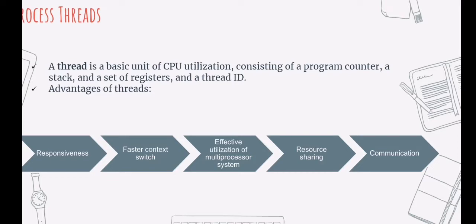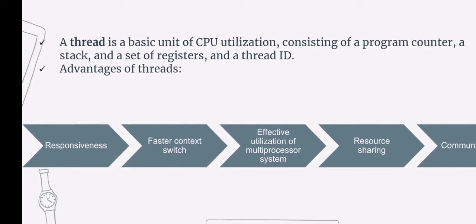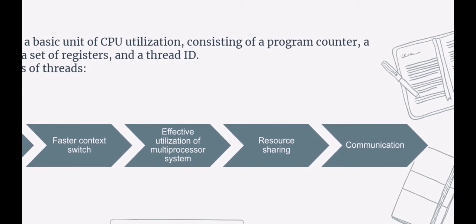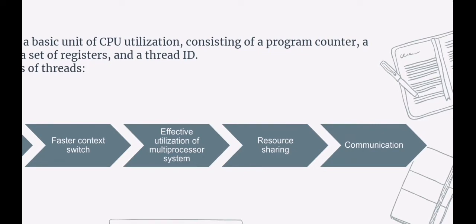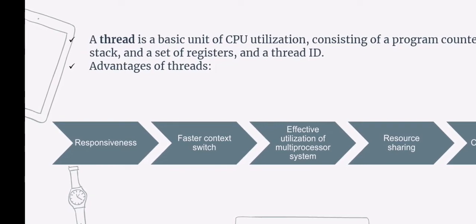There are different advantages of threads. These are responsiveness, faster context switch, effective utilization of multiprocessor system, resource sharing, and communication. Responsiveness means if the process is divided into threads, when one thread completes its execution, its output can be returned immediately.